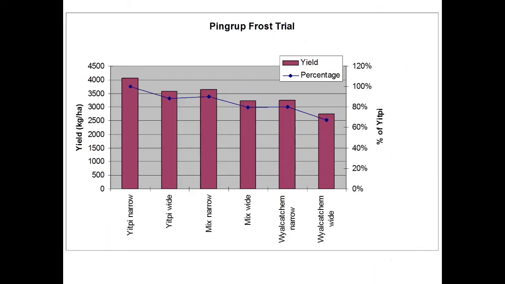So this chart is a bit of an example. We've got Yitpi on narrow rows. Going to wide rows has a drop-off in yield potential. Then we had a mix of Yitpi and wild oats together, and again, narrow row, drop to wide row, drop in yield potential, and similarly wild oats. These sites were in the presence of frost, and the wild oats was significantly more frosted than the Yitpi was. But really, it's a very big opportunity cost for minimal benefit as far as frost goes.